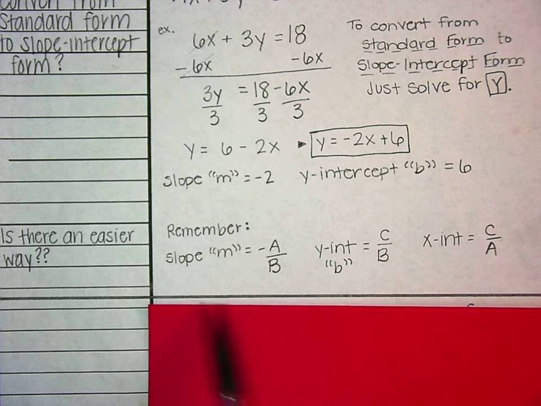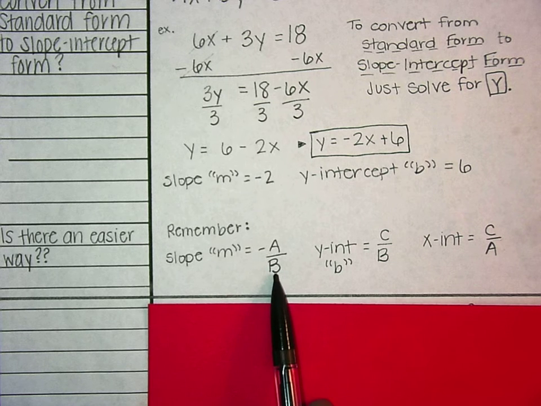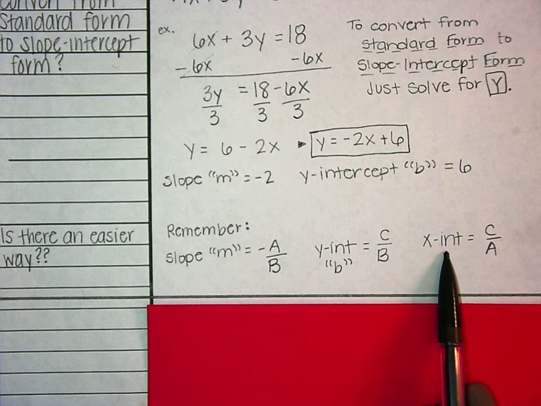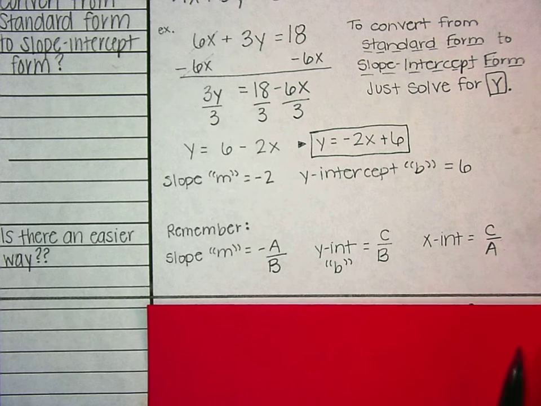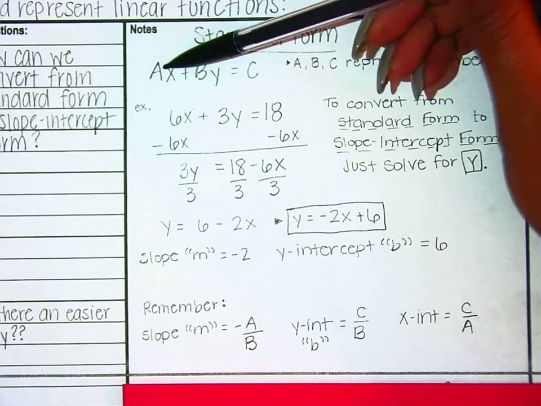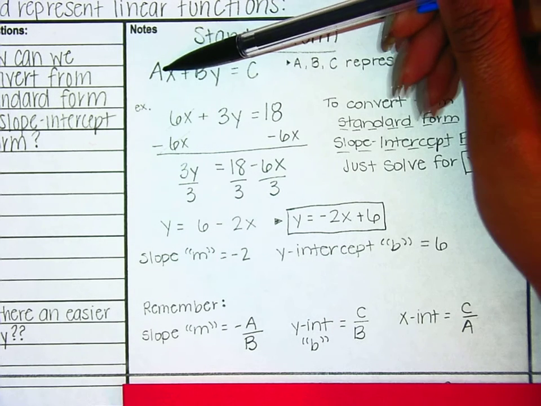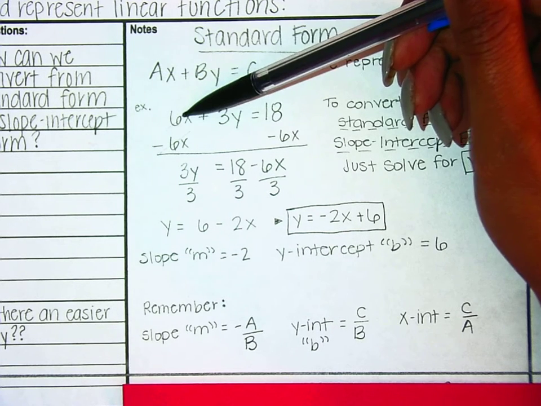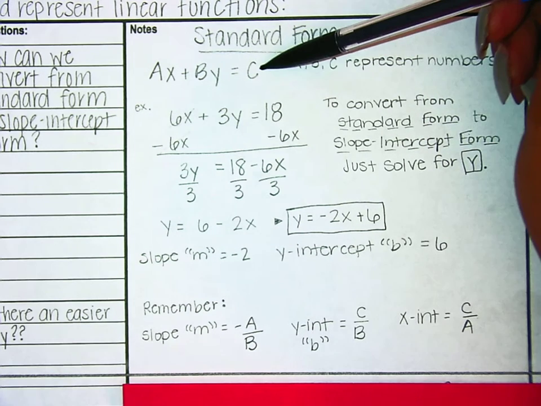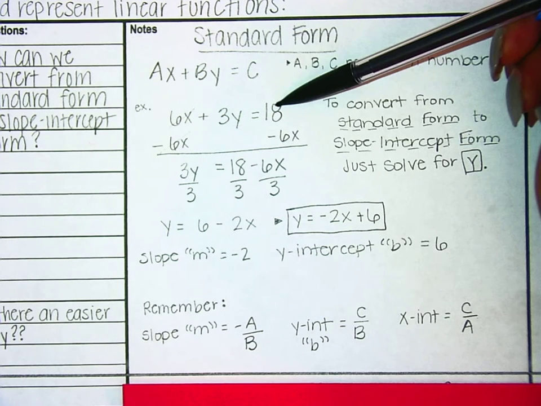I can remember the little shortcuts. If I can remember that slope is negative a over b, y-intercept is c over b, and my x-intercept is c over a. Well, think about it. In our example, standard form is ax plus by equals c. So here we know that a, the number in front of x, is 6. B, the number in front of y, is 3. And c, the number on the other side of the equal sign, is 18. That's from the original problem given to me.